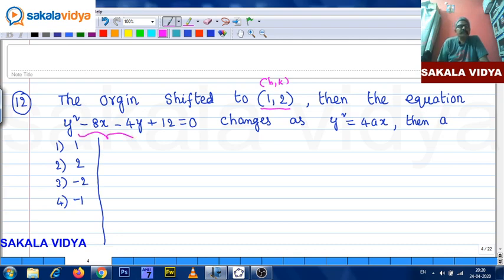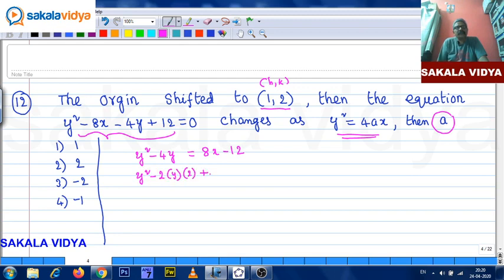Then this equation is changed to y square is equal to 4ax form, then we need to find out the a value. So first let us write this as y square minus 4y equals 8x minus 12. This is not a perfect square. To make it a perfect square, let us write y square minus 2 into y into 2 plus 2 square, add 4 on both sides, 8x minus 12 plus 4. Now this can be written as y minus 2 whole square equals 8x minus 8, take 8 common, this is x minus 1.